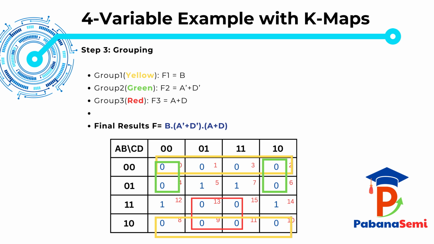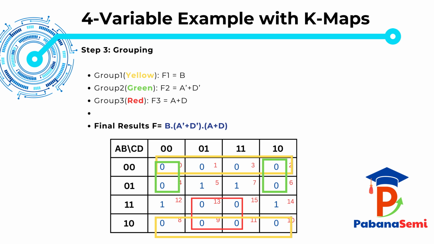Group 1, yellow. First, look at Group 1, highlighted in yellow. This is a large grouping of zeros across the map. From this group, variable b remains constant. Variables a, c, and d change, so a, c, d are eliminated. So, the simplified term from Group 1 is f1 equals b.